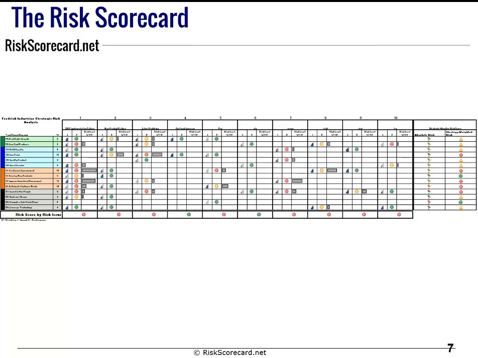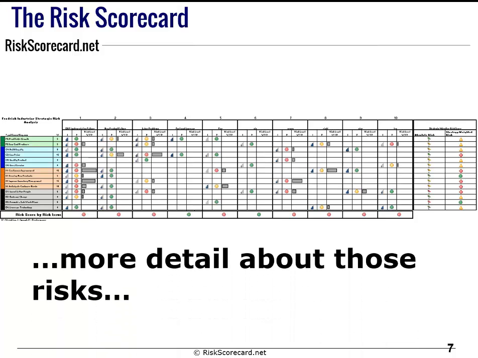Now, the actual risk scorecard is a bit more complicated, where we begin to add in elements like impact as well as the performance against the strategic objectives. But it's just extending the model that we've talked about here.